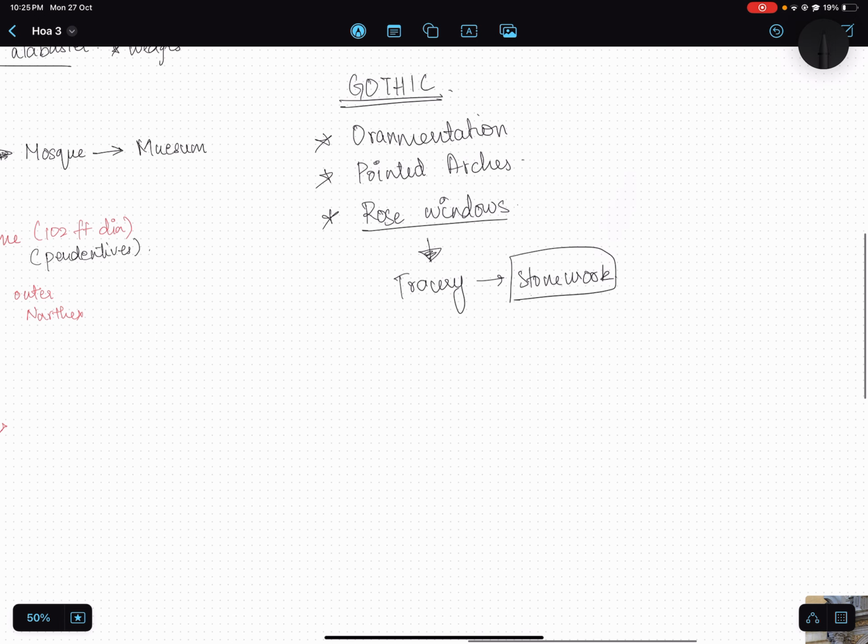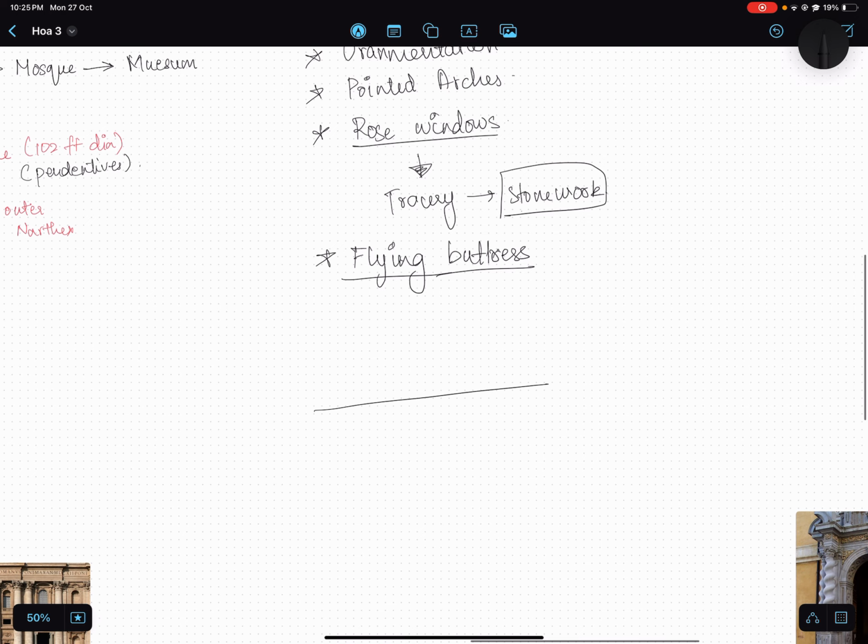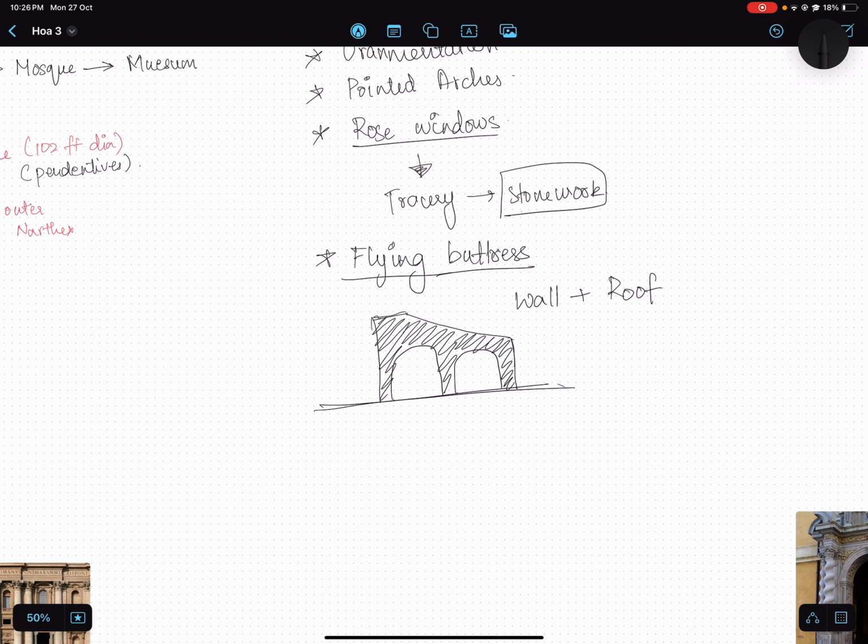Then they had flying buttresses, and mind you, there were buttresses present even in the Romanesque era, but they were solid. In Gothic, what they did is, if this is your buttress, they made arches in it so that the entire weight of the buttresses is reduced by a huge margin, and this meant that the wall and the roof of the structure is supported entirely by the flying buttresses.